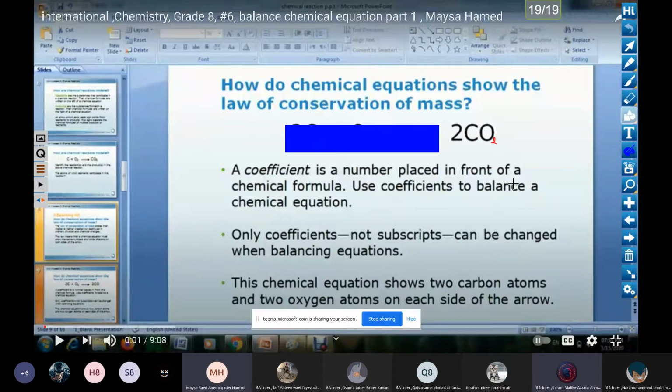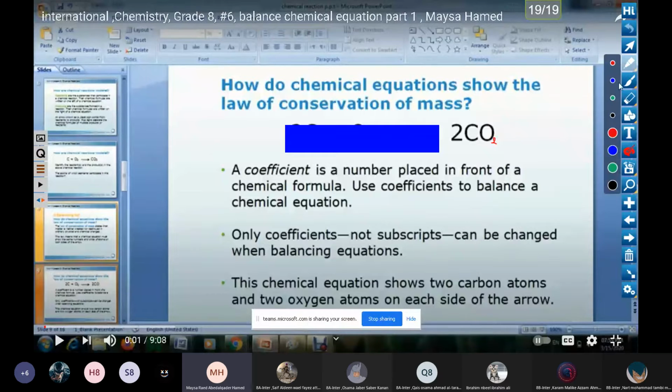How many oxygen atoms are there, miss? Look at it again. You have 4. 2CO2. This coefficient is for both carbon and oxygen. So how many oxygen atoms are there? Miss, look at the screen. There are 4. Why 4?